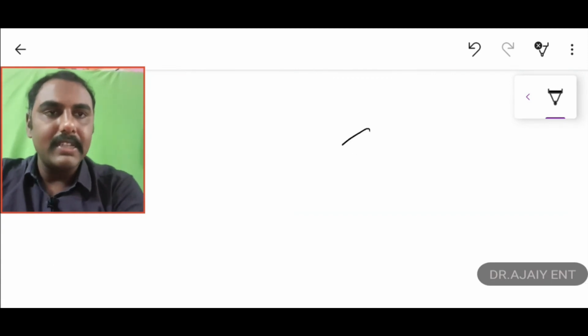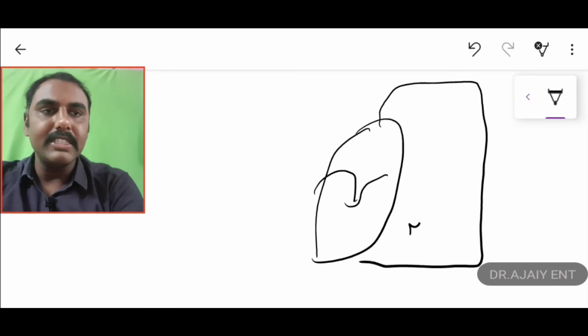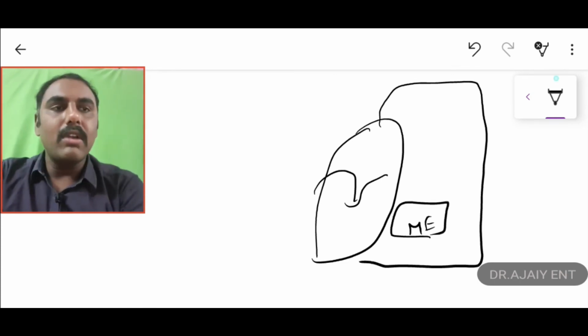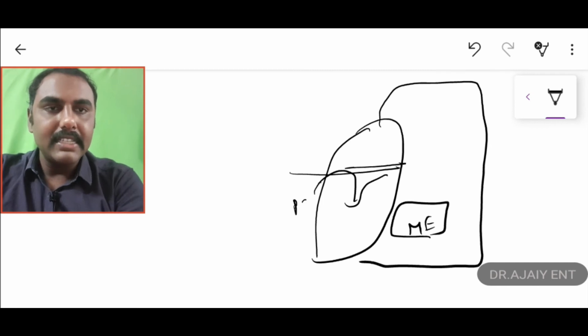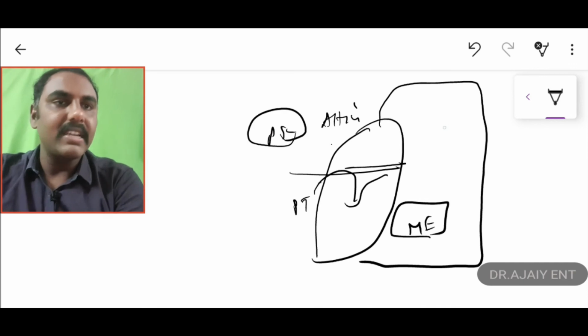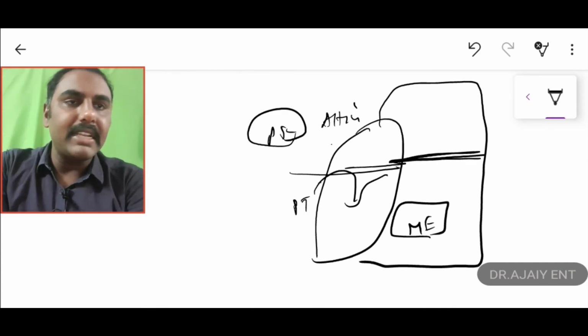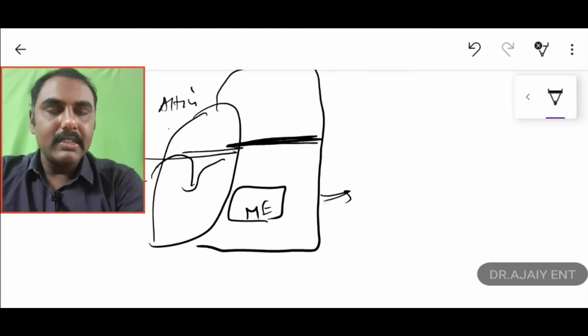Actually, we know that, assume this is the tympanic membrane, this is the middle ear, right? What is the mucosa in the middle ear? We know that this is the pars tensa area, and this is the attic area, that is the pars flaccida area, right? So, what is the mucosa in the middle ear?